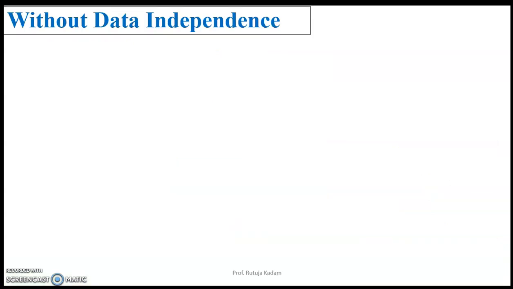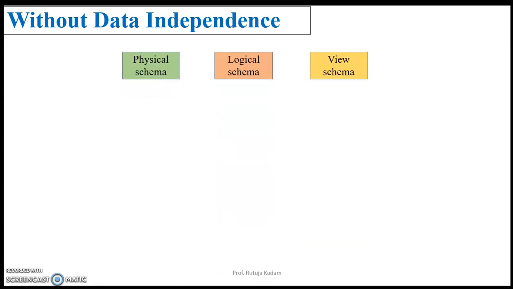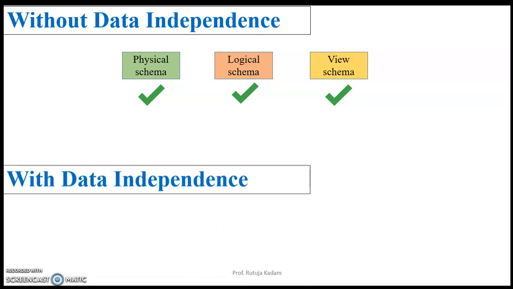So, let us consider a scenario where there is no data independence. Without data independence, what happens is that there are three levels of abstraction, that is physical schema, logical schema, and view schema. So, let us say if I have made changes in physical schema, that means logical schema as well as the view schema needs to be updated. If they are not updated, that means there can be inconsistency in the database, which is harmful.